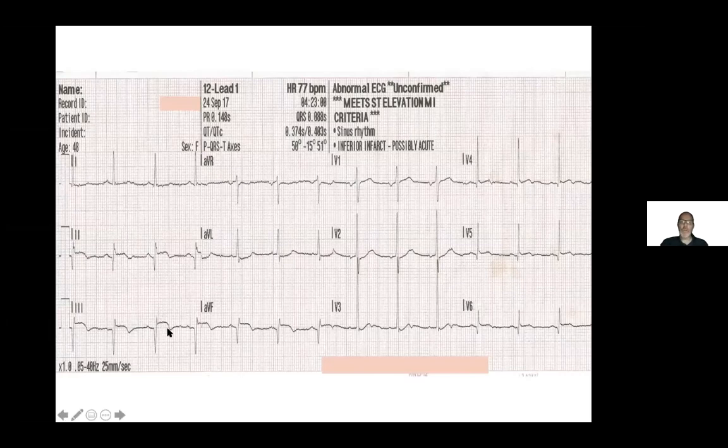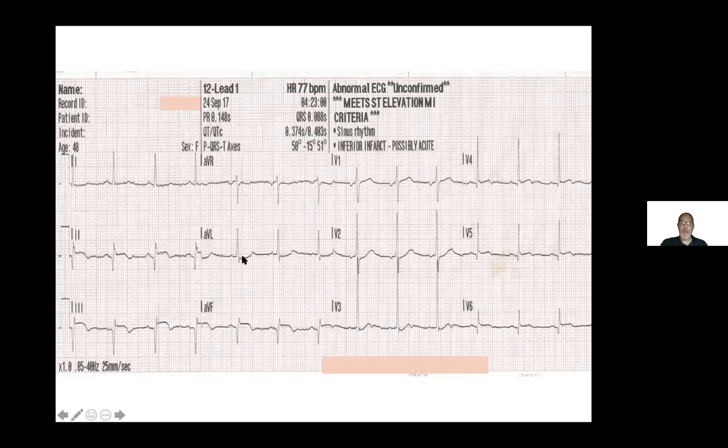And when you notice that there's more elevation in 3 than there is in lead 2, that is leaning you towards a right coronary artery occlusion. The reason being is that in an RCA occlusion, the majority of the vector of ST elevation shifts down to lead 3, which is a rightward lead, right? So when you see ST elevation that's greater in lead 3 than it is in lead 2, then you should suspect a right coronary occlusion. But that's really not the slam dunk.